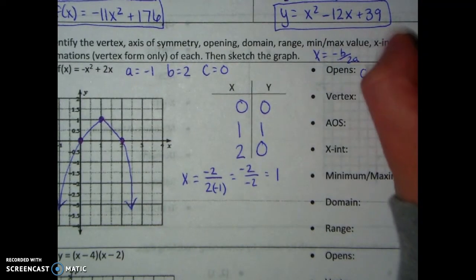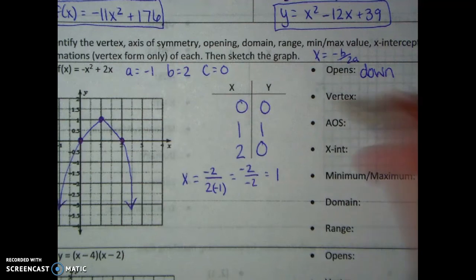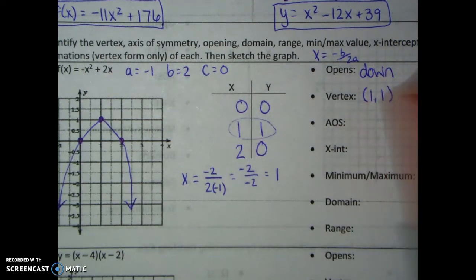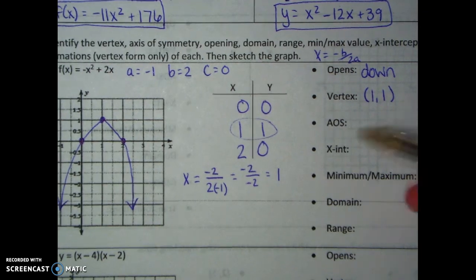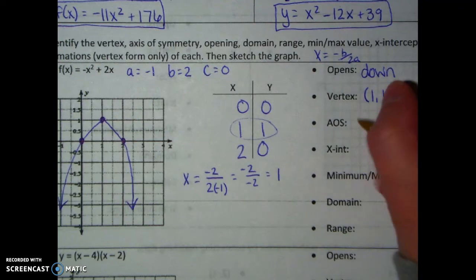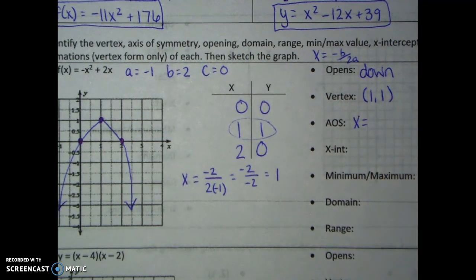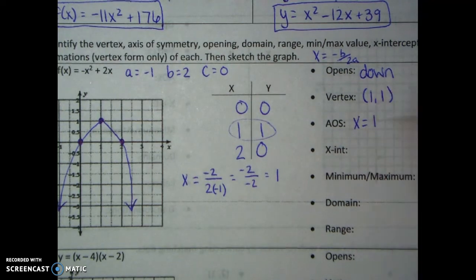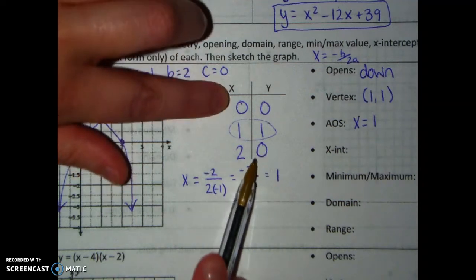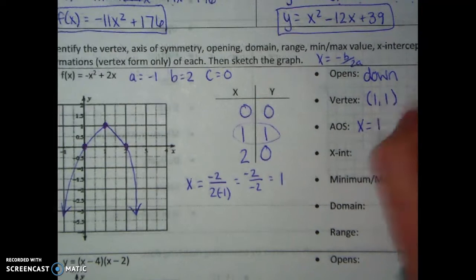Okay, it opens down, and we know the vertex is this right here, 1, 1. Make sure you write it as a point inside parentheses. The axis of symmetry is always going to be x equals, and it's the x of the vertex, which in this case is 1. There are 2 x-intercepts. It's wherever the y is 0. So in this case, it'll be 0, 0, and 2, 0.